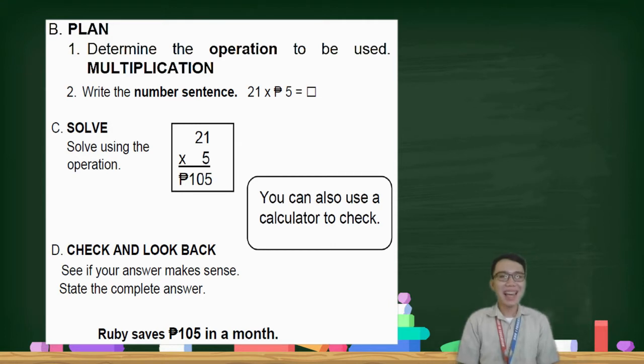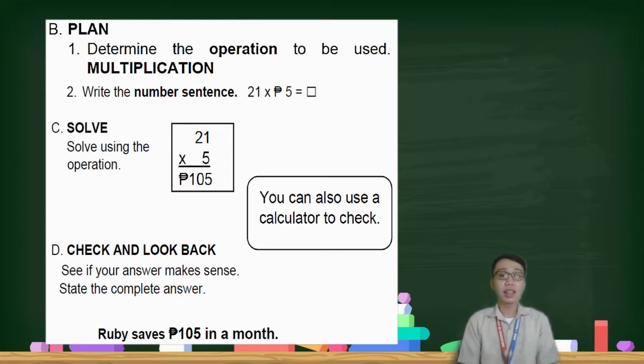Letter B, plan. Number 1, determine the operation to be used. So ang gagamitin nating operation is multiplication. Number 2, write the number sentence. 21 times 5 pesos. Okay, we're going to find the answer. That is letter C, solve. Solve using the operation. 21 times 5 is equal to 105.